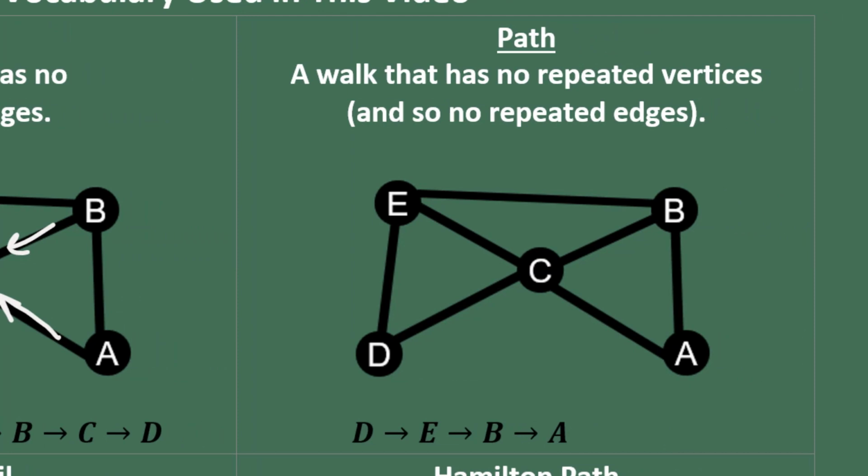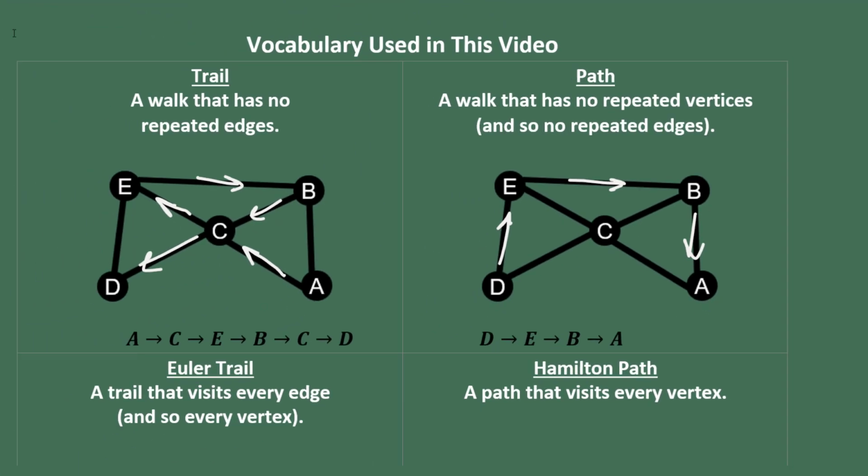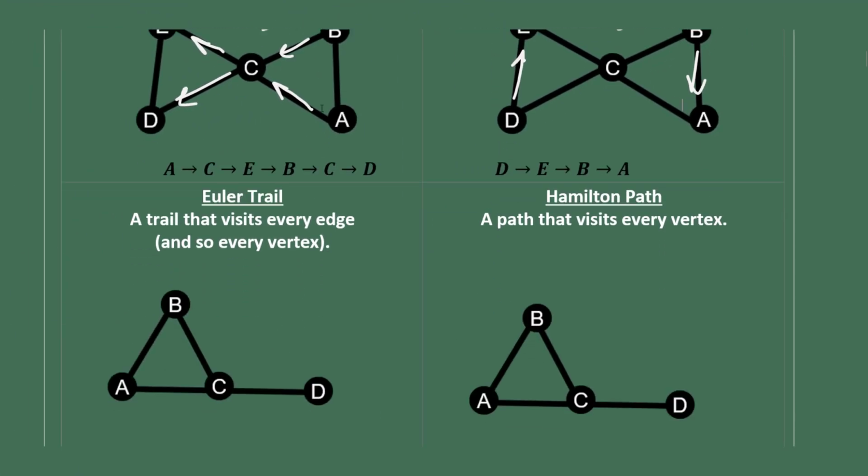A walk that has no repeated vertices is called a path. For example, we can go from D to E, and then to B, and then to A. Notice that if we can't repeat vertices, then we can't repeat edges either, because a repeated edge would require a repeated vertex. Now let's talk about Euler trails and Hamilton paths.